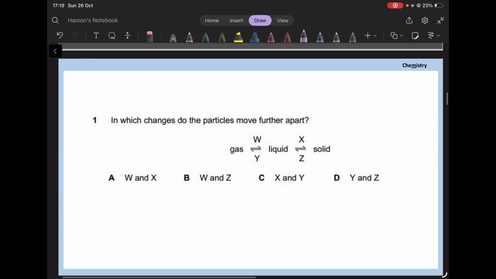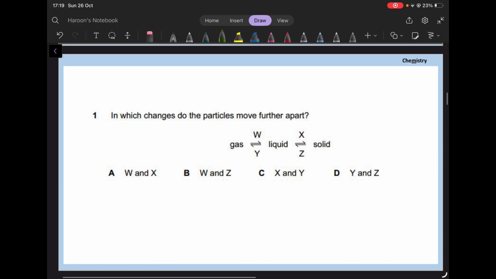Let's do a few questions and let's see if you guys understood anything. The first question over here: in which changes do the particles move further apart? From gas to a liquid state, in the gaseous state the particles are furthest apart over here, and in the solid state they are closest, right? So from a gas to a liquid, they are actually moving closer.